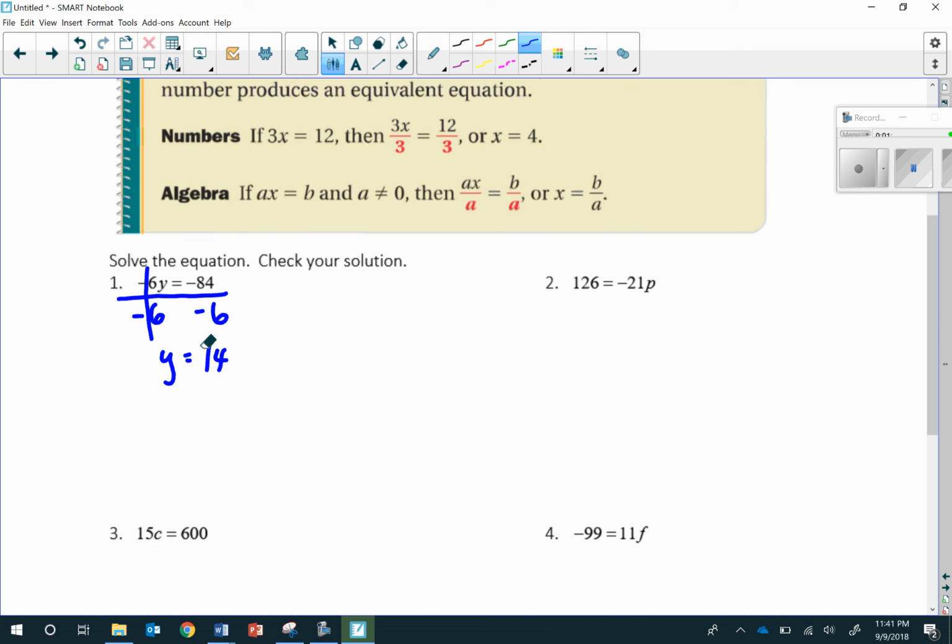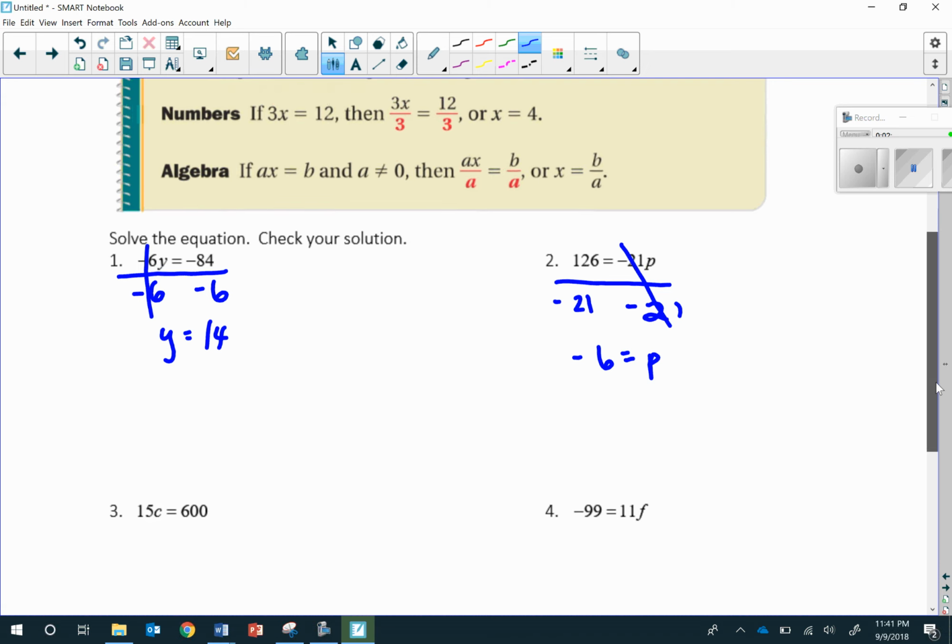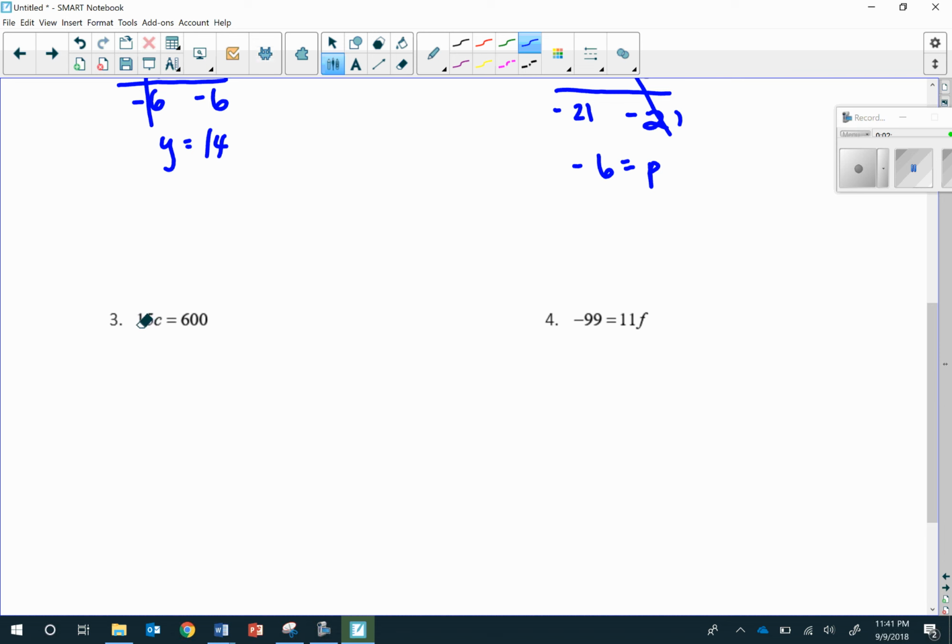Same thing with number 2. We can divide both sides by negative 21. When we do that, we have negative 6 equaling P. Negative 21 times negative 6 does give us a positive 126. Looking at number 3, we're going to divide both sides by 15, as that would be the inverse operation of multiplication. That leaves us C equaling 40.